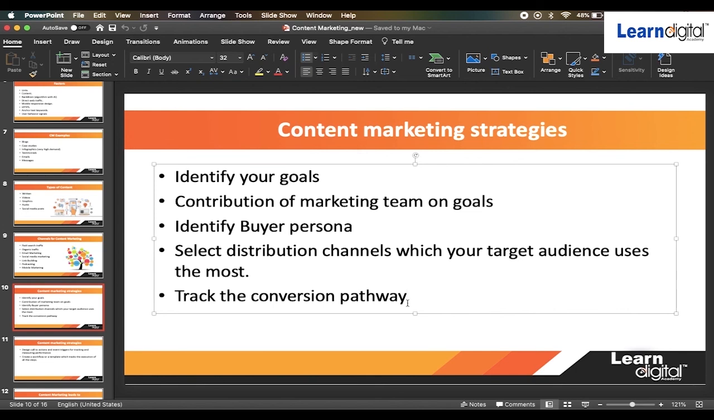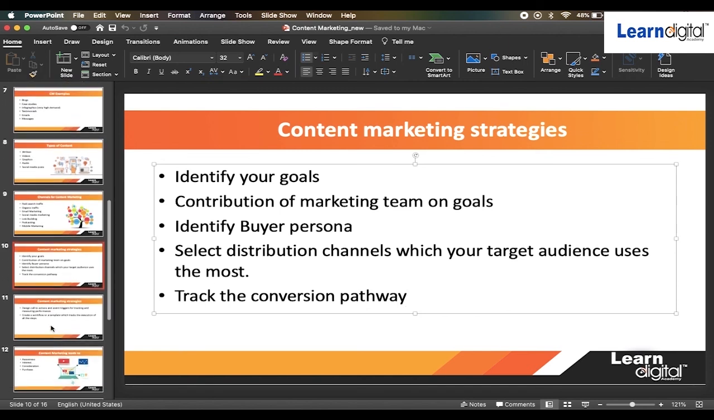And track the conversion pathway. How many of them have opened the emails? How many of them came to the website? And for how long did they stay over there? I must keep track of it.